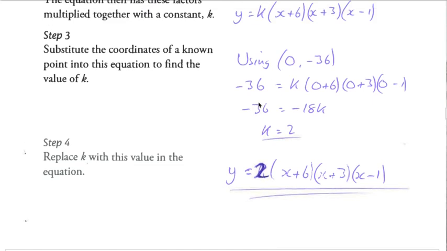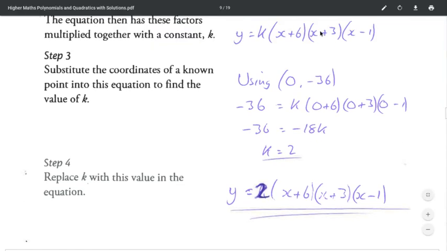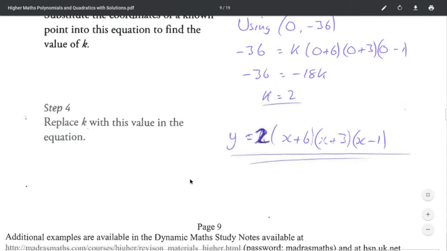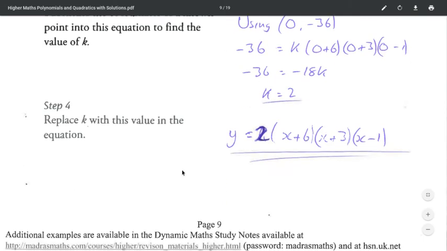In step 2 we knew this, but now we've just found out that k is 2, so we just rewrite the equation. And there it is.